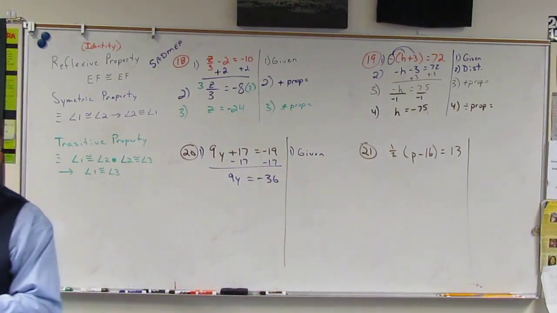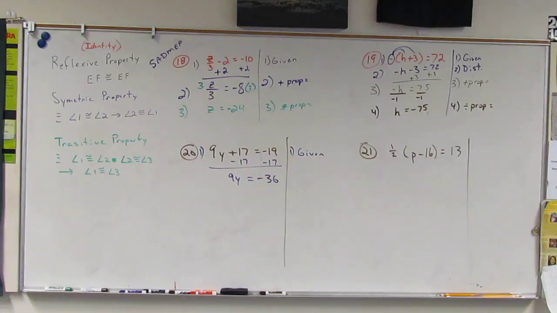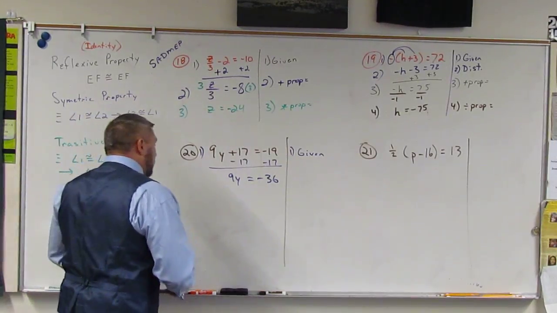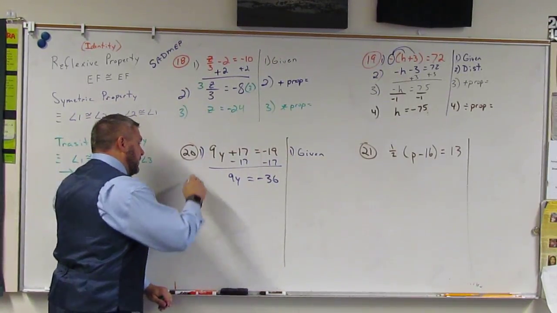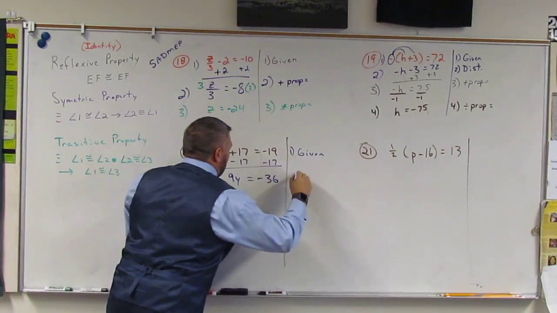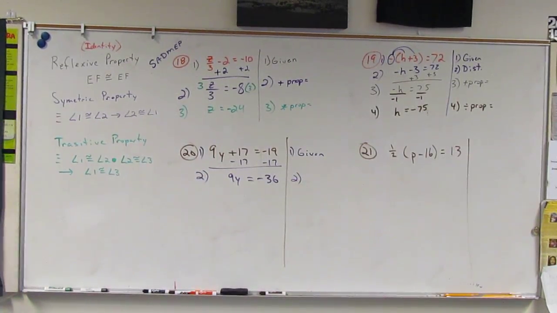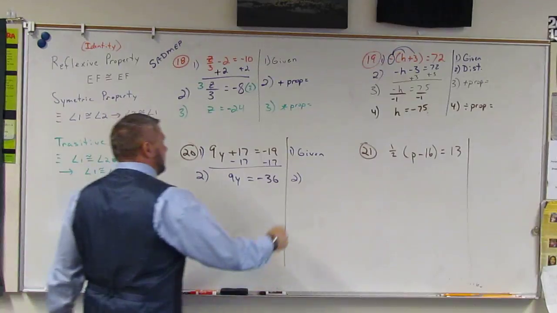Okay, now what? Divide by 9. But wait, we forgot something. What did we forget? The steps. What is the step? Subtraction property of equality. Perfect.